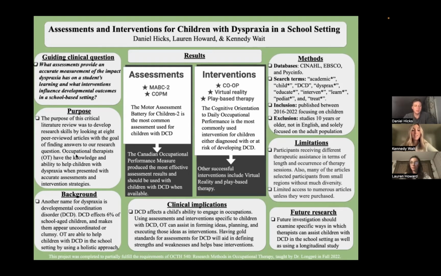Some background on this topic. Another name for dyspraxia is developmental coordination disorder, or DCD, which is what we're going to refer to throughout this poster. DCD affects 6% of children that are school aged and makes them appear uncoordinated and clumsy compared to their typically developing peers. Occupational therapy has the ability to help children with DCD in a school setting by using a holistic approach.